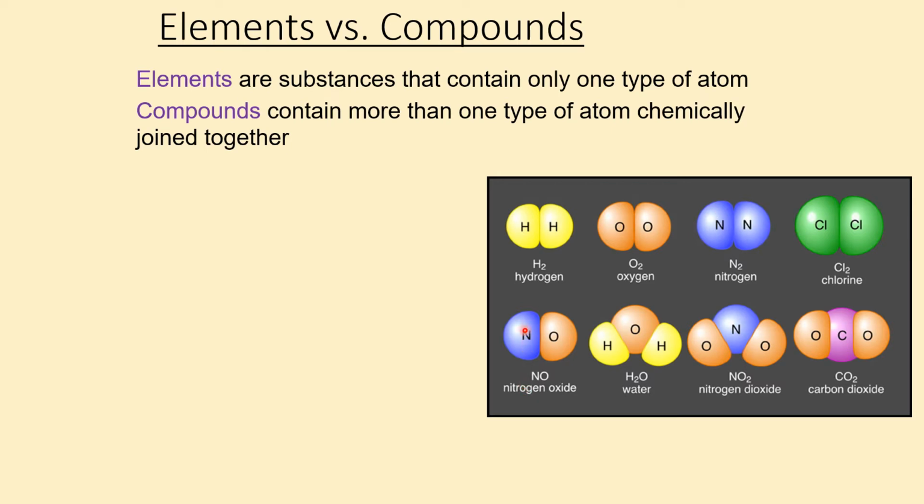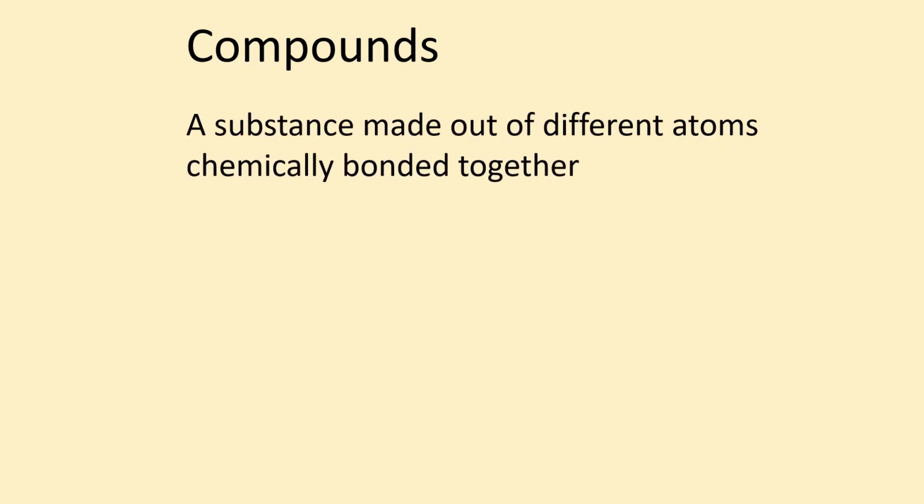So we've got an atom of the element nitrogen, chemically joined, squished together, with an atom of the element oxygen to make nitrogen oxide. This is water. We've got 2 atoms of hydrogen joined to 1 atom of oxygen. So they're chemically joined together. That makes them a compound, not a mixture and not an element. Compounds: a substance made out of different atoms chemically bonded together.